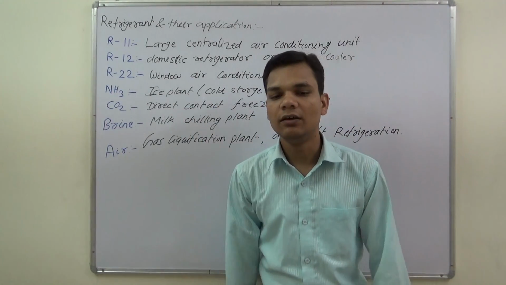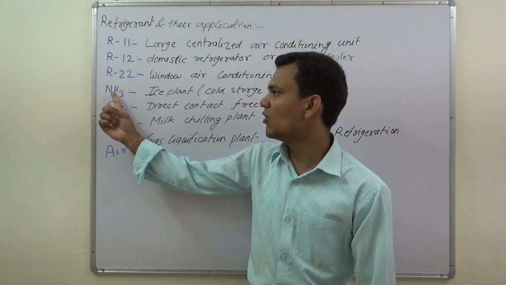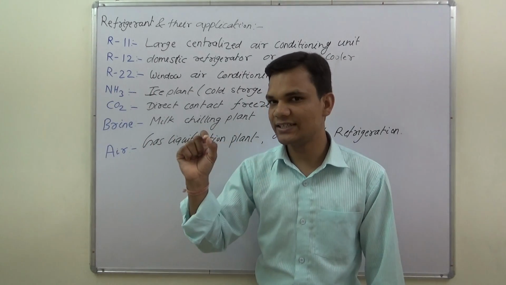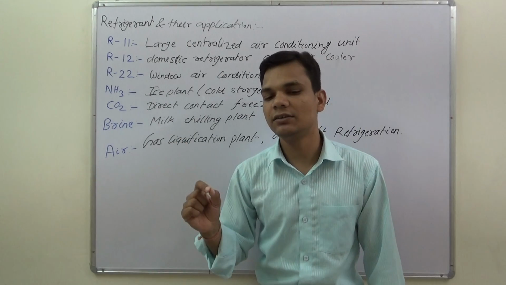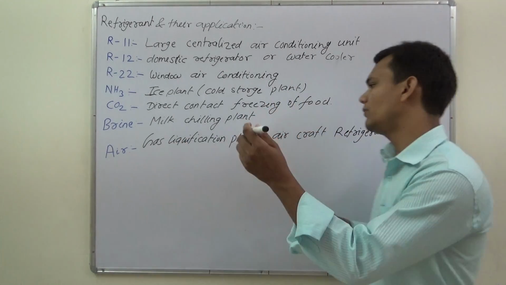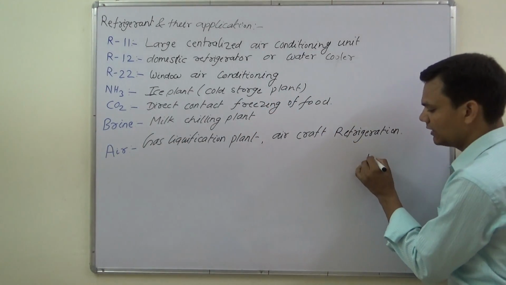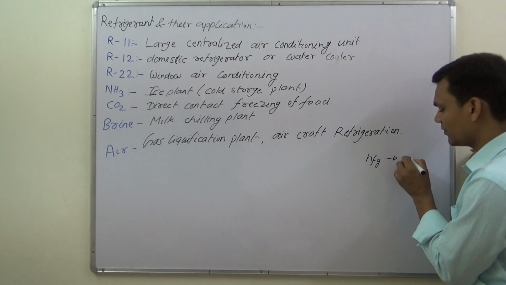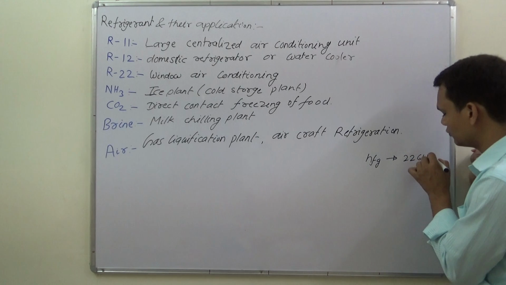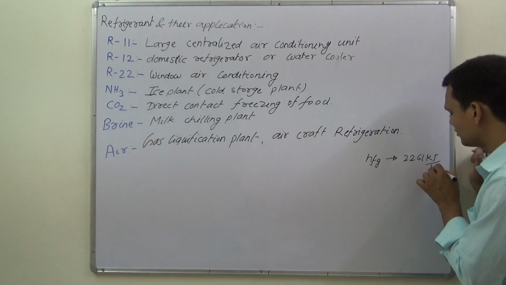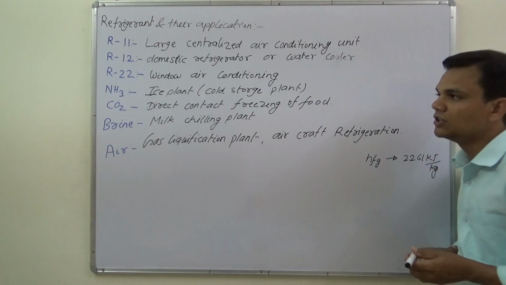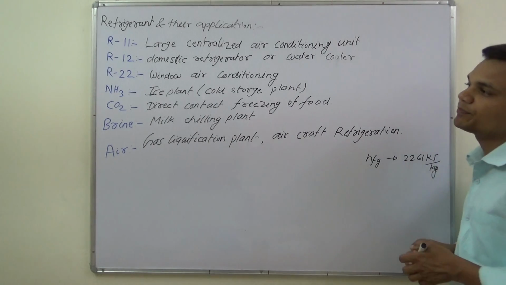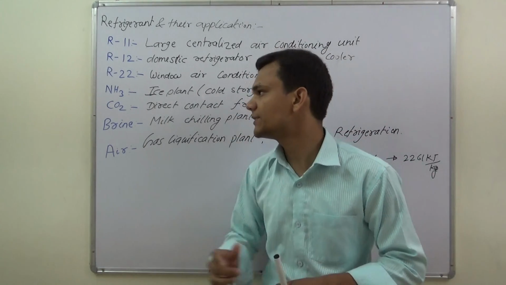NH3 is used in ice plants or cold storage plants because the latent heat of vaporization of NH3 is the highest among the most commonly used refrigerants. The latent heat of vaporization is highest for water, at 2261 kilojoule per kg, but water is not a commonly used refrigerant. So we prefer NH3 for ice plants and cold storage.